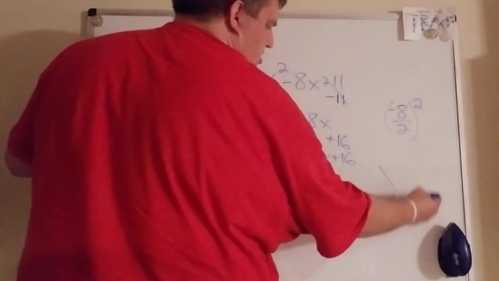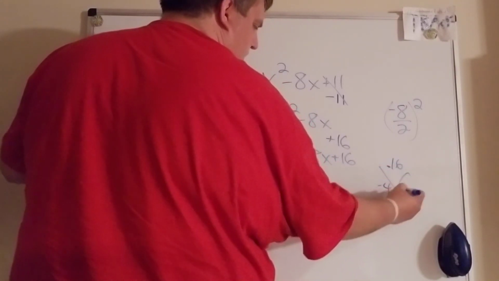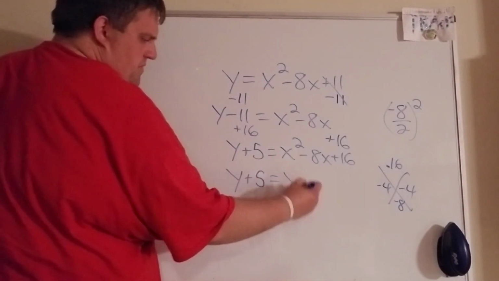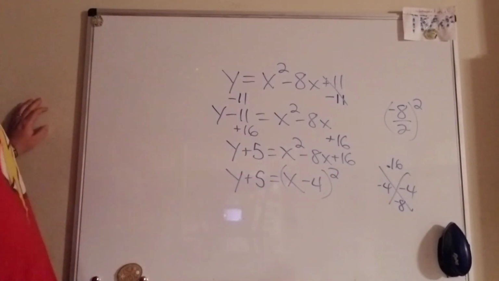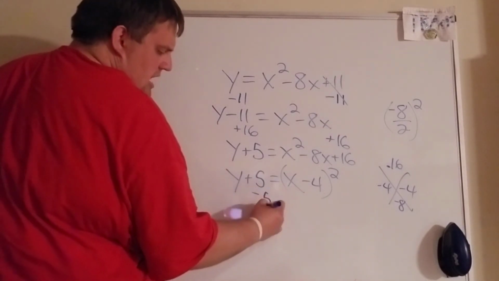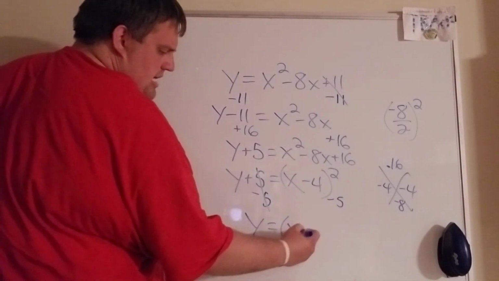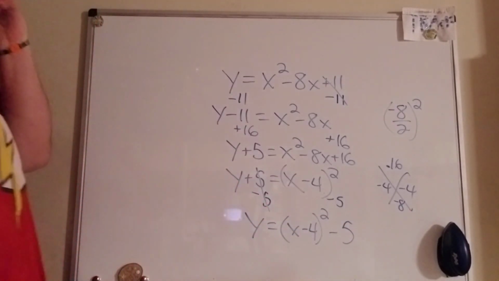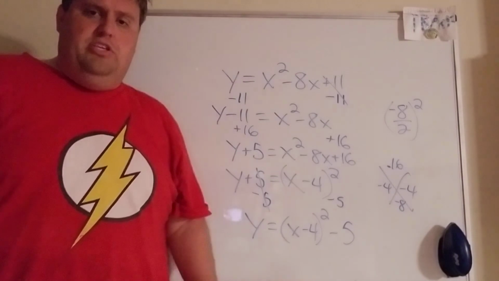And now that side should factor. Multiply to 16, add to give you negative 8. That's going to be negative 4 and negative 4. So this side's going to stay the same. Over here, we're going to have x minus 4 squared. So we can see it's already taken shape for vertex form. All we have to do is get y by itself one more time. So we're going to subtract this 5 from both sides. And then y equals x minus 4 squared minus 5. So I can see here that my vertex is at 4, negative 5. We can see the shifts a lot better this way.